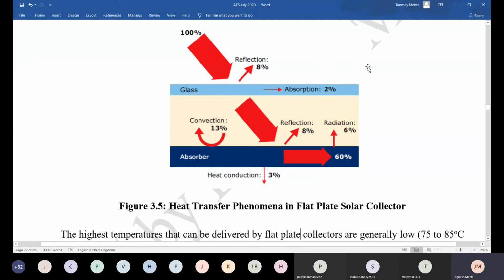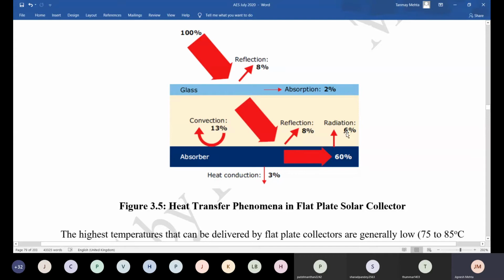Normally, we don't take the surrounding structures, tall structures, if any, into account. Otherwise, the analysis will become very difficult. So the glass loses it to the sky. So the radiation finally is lost to the sky. Okay, so this is a radiation loss. Now, the third type of loss is shown here, the conduction loss, heat conduction. As you can see, it is shown as 3%. This radiation was shown as 6%.